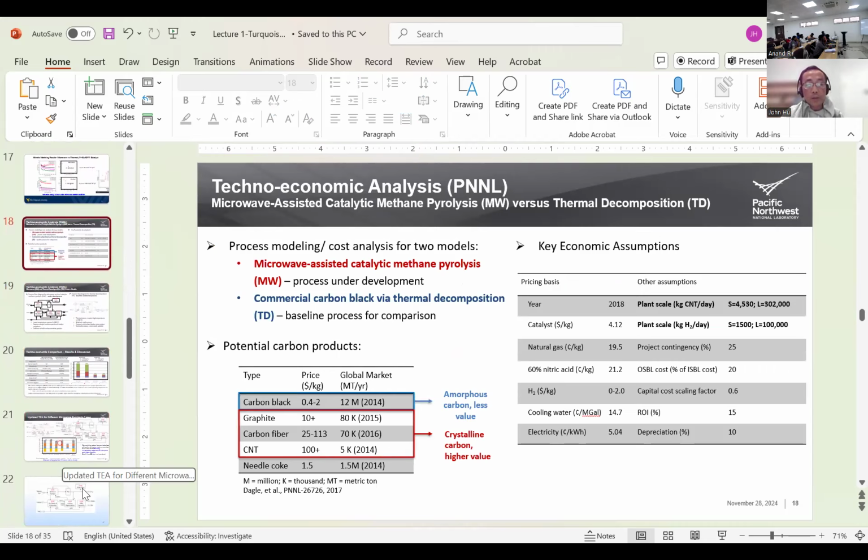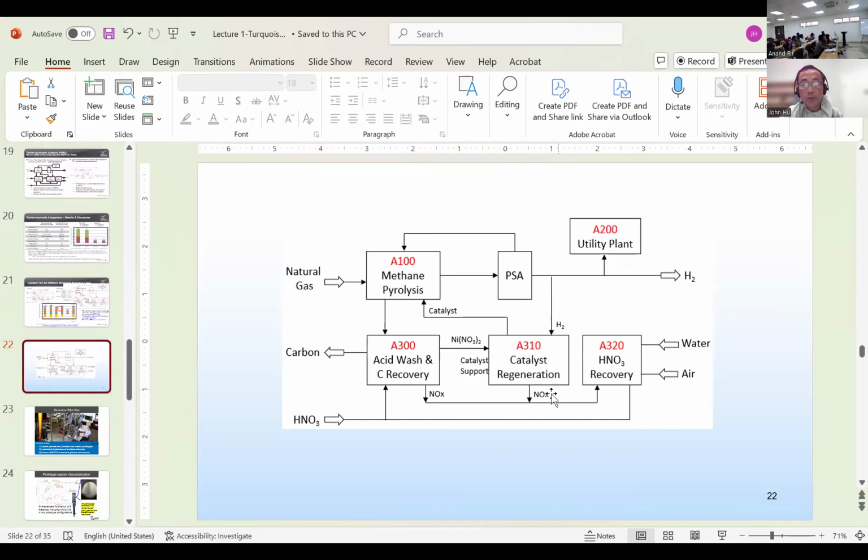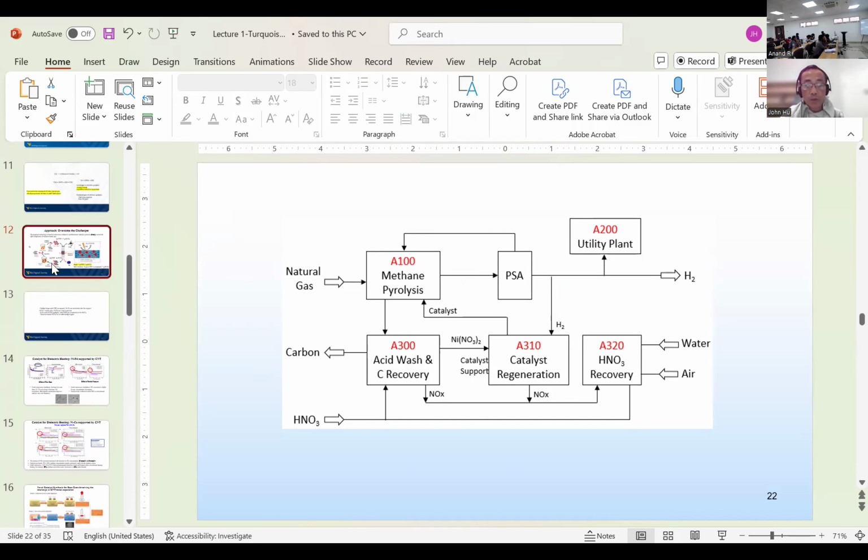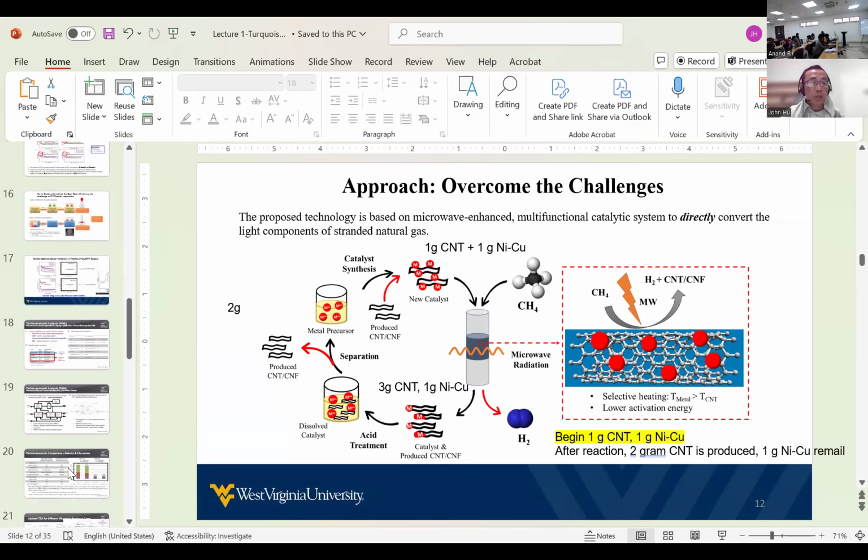So now we come back to here. Your question is how we do catalytic regeneration. This block, which is number A310, and how we regenerate it is this process. Okay. So what's the next question?